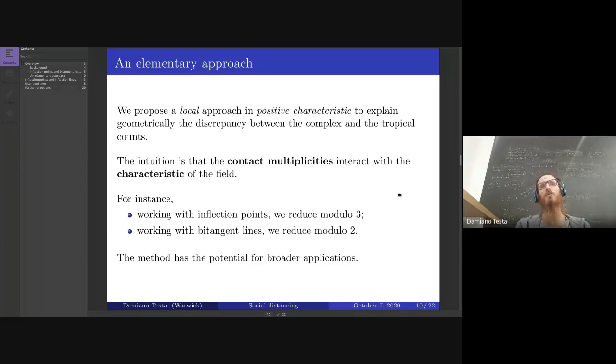These are counts that have different answers in characteristic 0 and in positive characteristic, and possibly can be justified with the same methods. I know Israel is in the audience, and I've already seen the number 3,264 showing up. It popped out in the chat at some point, and that will be the content of one of the last slides that I have.